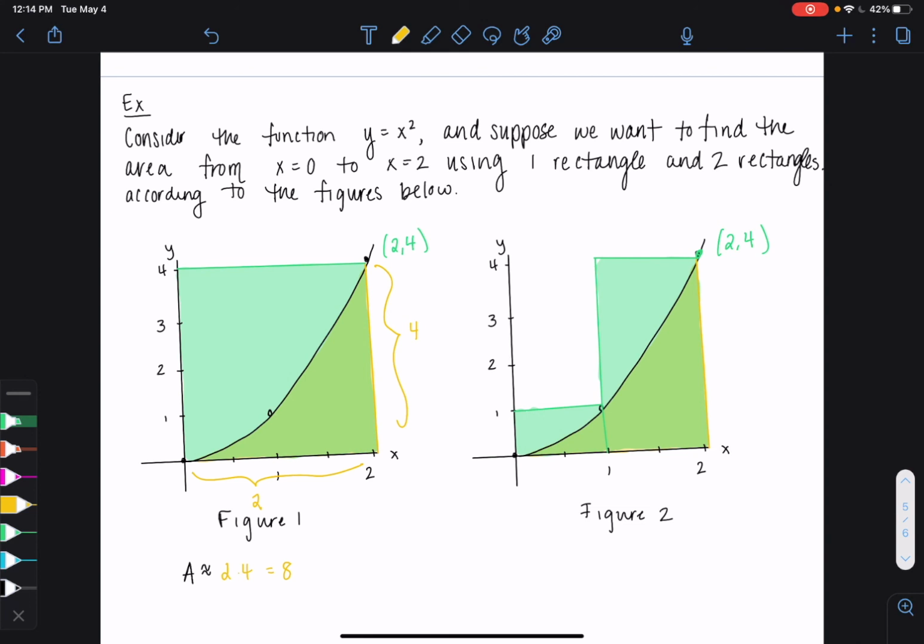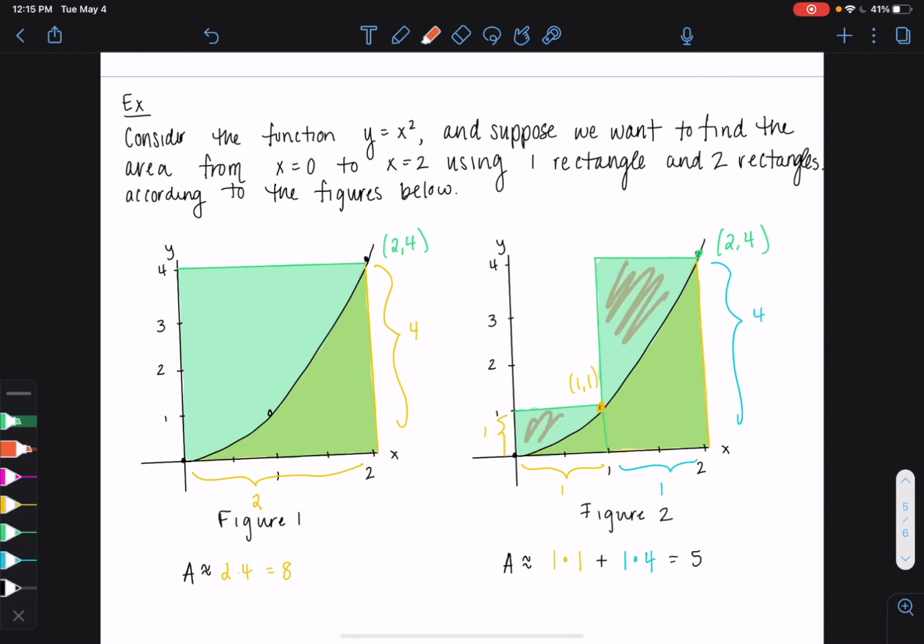If I go ahead and double the amount of rectangles, this point here would be (1, 1). Now, my width is 1 and my height is 1 for this first rectangle. My width is still 1 here, and my height is 4 for the second rectangle. So if I want this area, I go ahead and add these 2 up. The first one is 1 by 1. The second one is 1 by 4. So that's 1 plus 4. My area is roughly 5, which is still an over approximation because I've got a lot of gaps here.